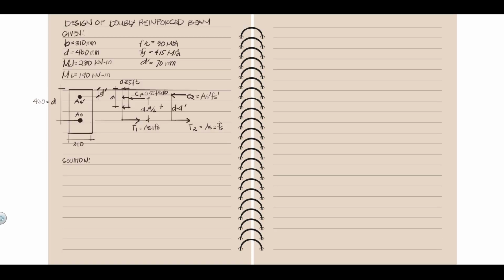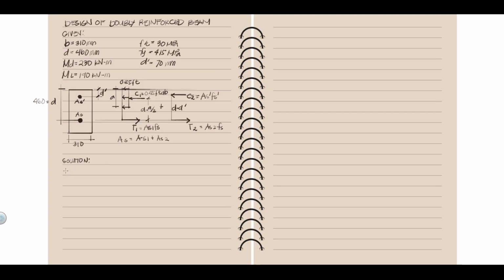As you can see, AS, the tension steel area, is equal to AS1 plus AS2. If we combine, the total tension T is equal to T1 plus T2. Alright, so let's go to our solution.